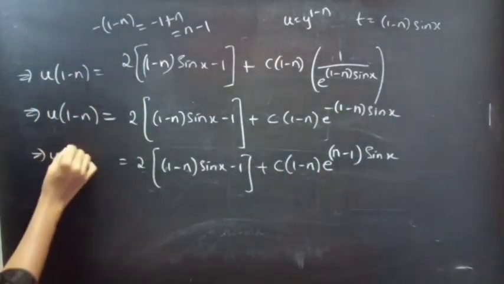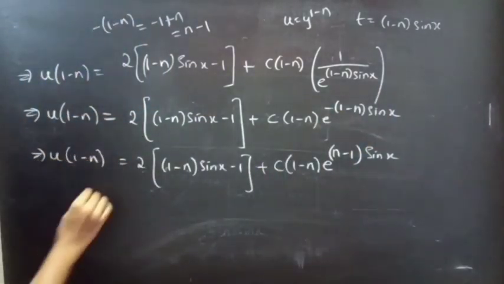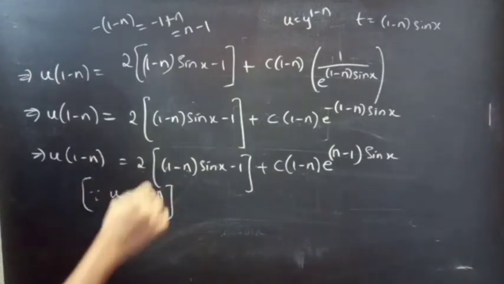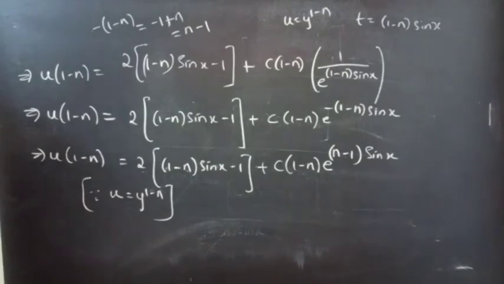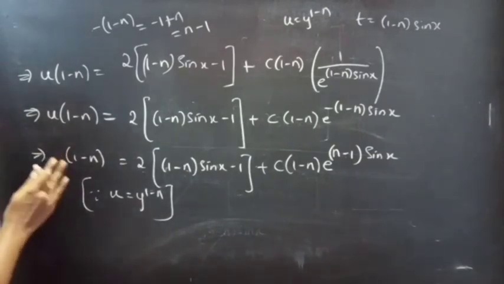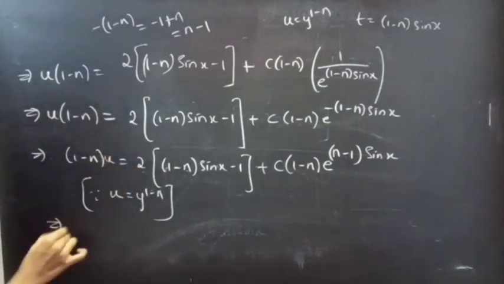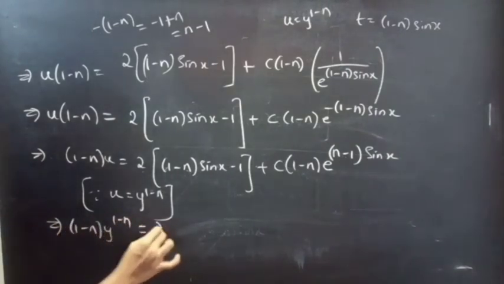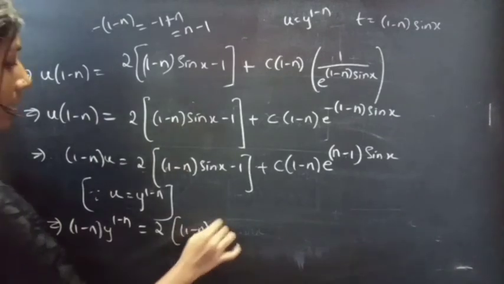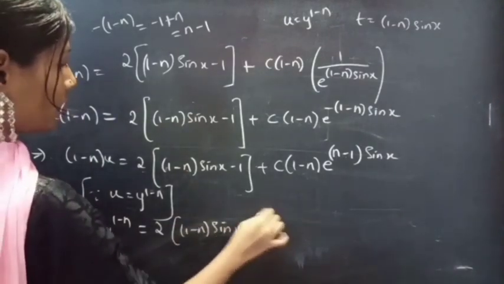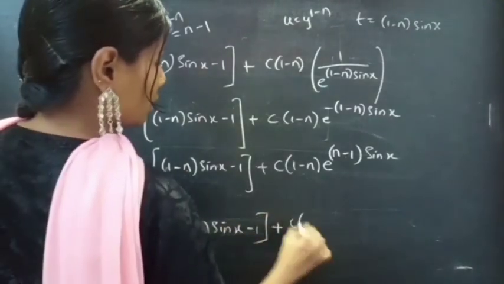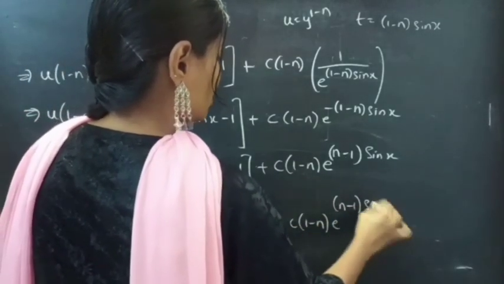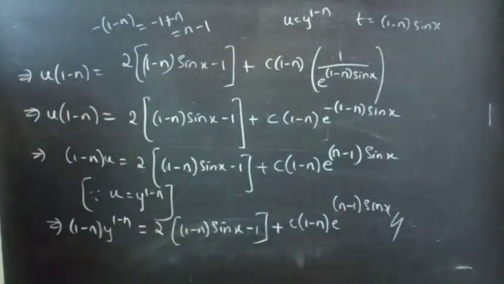Okay. Now let's replace u. Since u equals y power 1 minus n, then the above equation becomes 1 minus n into y power 1 minus n equals 2 times 1 minus n sin x minus 1 plus c into 1 minus n into e power n minus 1 sin x, which is the required solution.